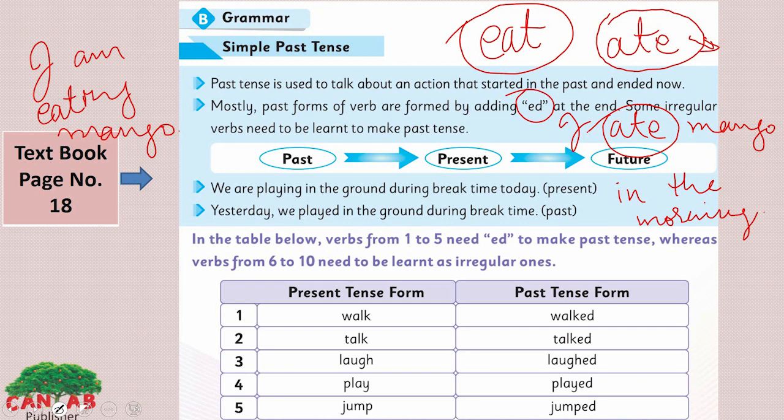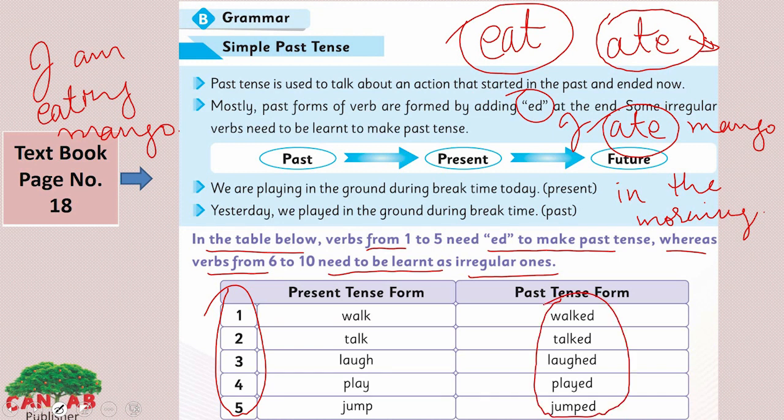Now look at here in the table below. Verbs from 1 to 5 need ed to make past tense, whereas verbs from 6 to 10 need to be learned as irregular ones. Here 1 to 5 sentences need the addition of ed to make them past tense. This is the first form of verb and this is the second form of verb. Any action by the noun, the present form indicates that something is happening right now, and the past tense indicates that something happened in the past.